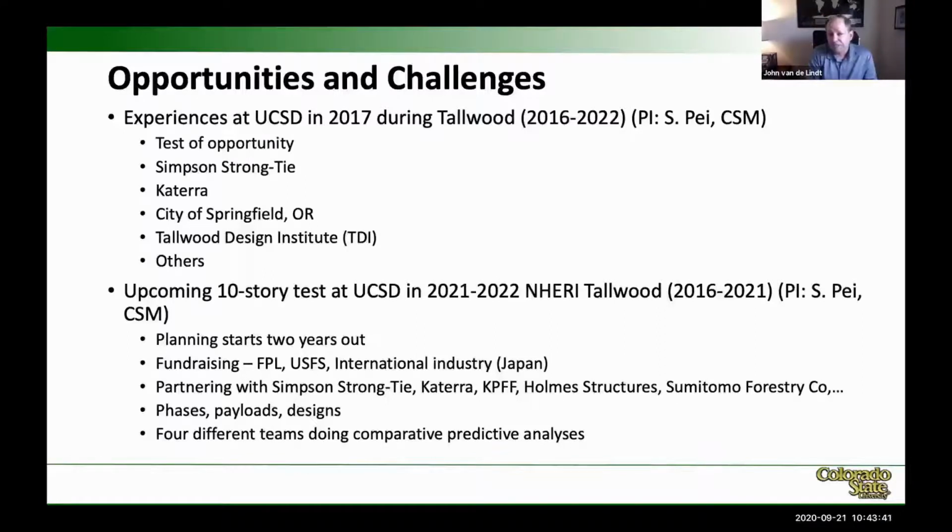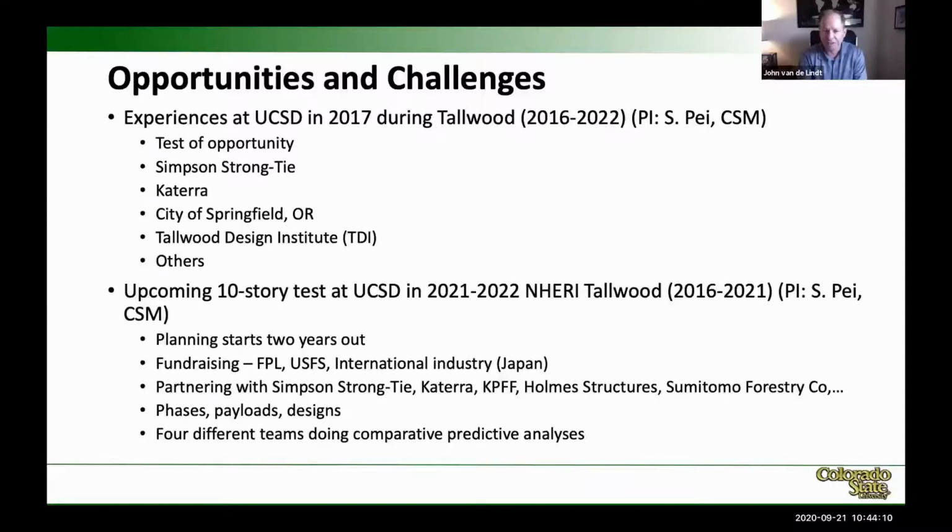So on the upcoming 10-story test, and I think it'll span actually into a little bit of 2022, the planning starts 2 years out. I think I heard Jose mention that it's 2 or 3 years in the making. Sometimes 5. You're thinking about it for 4 or 5 years, but then the direct planning, and this one we said 2 years. It might be closer to 3, to be honest, now that I'm thinking of it.